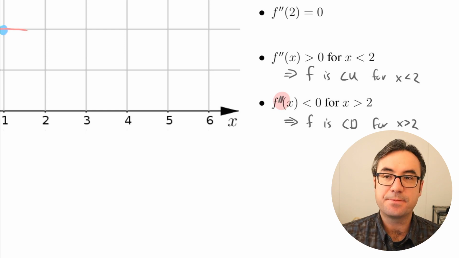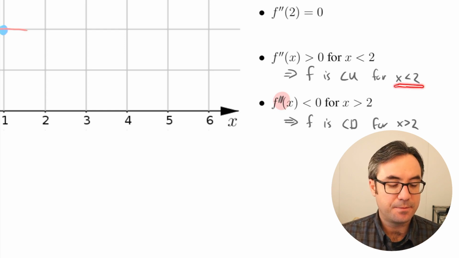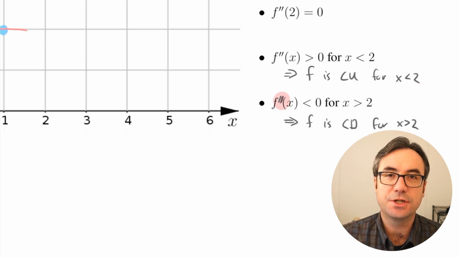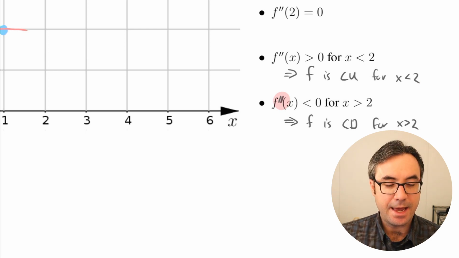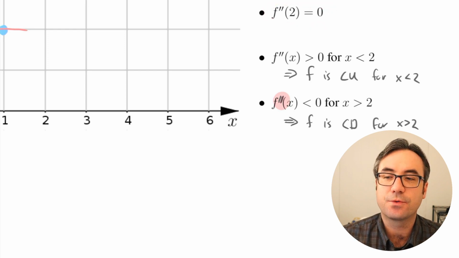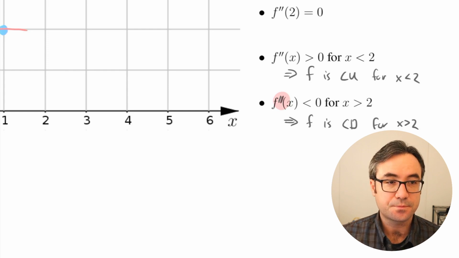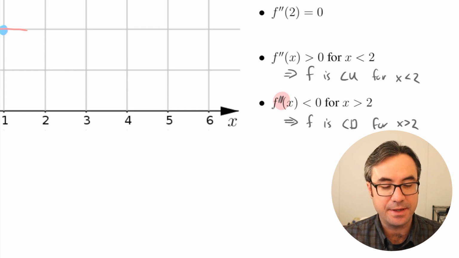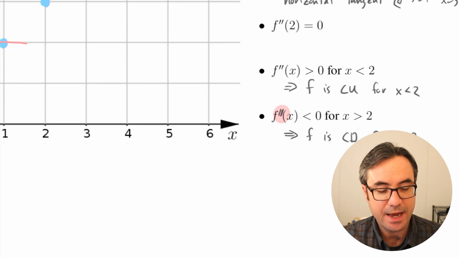And so what's happening is we see that the behavior of our function is getting split up right around x equals 2. And we also have this third property that tells us that the second derivative at x equals 2 is 0. When that happens, it tells us we have a possible inflection point.